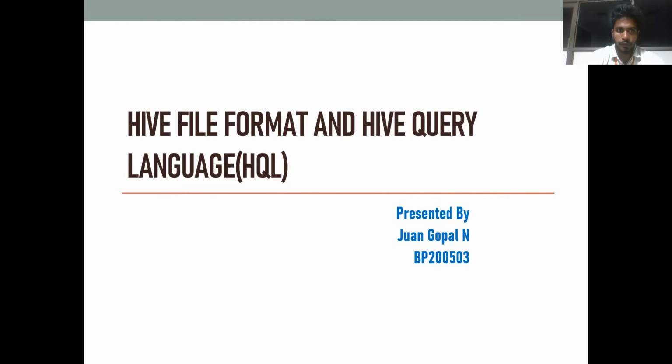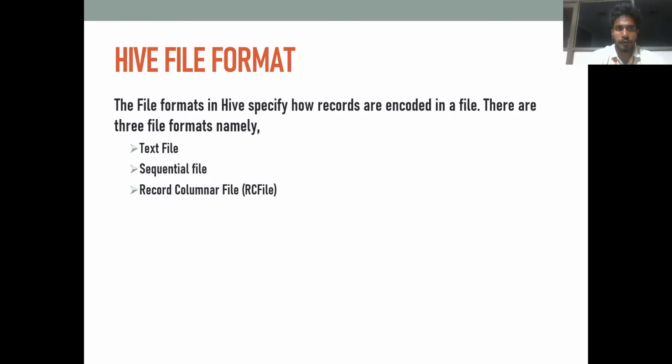Hello friends, now we are going to see about the topics called Hive file format and Hive query language. Hive file format. The file format in Hive specifies how records are encoded in a file. There are three file formats, namely text file, sequential file and record columnar file, that is RC file.